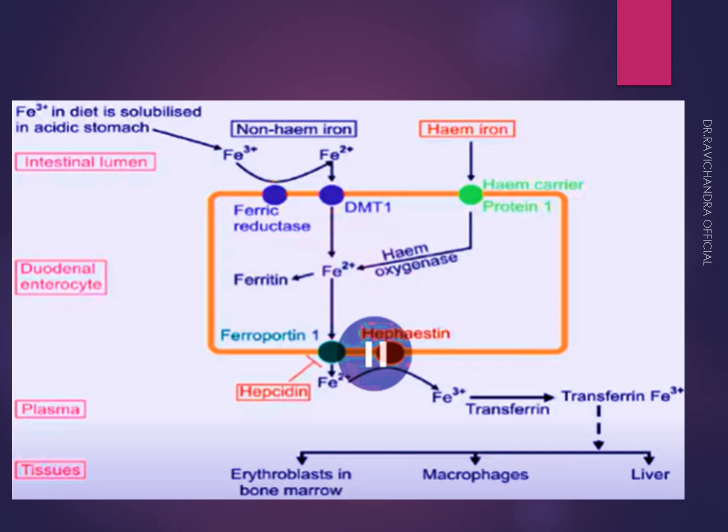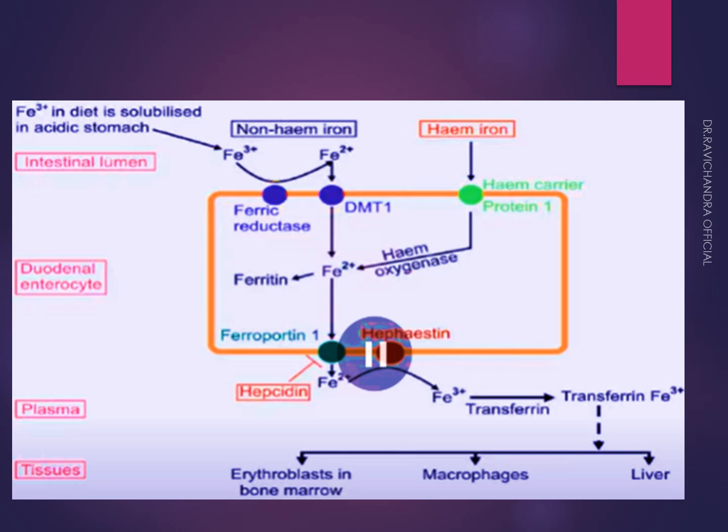The Fe+2 is formed from the heme iron, and it is transported into the cell with the help of heme carrier protein 1, and it is converted to Fe+2 from Fe+3 with the help of heme oxygenase. So ferric reductase will help in formation of Fe+2 from non-heme iron, and heme oxygenase will help in formation of Fe+2 from heme iron.